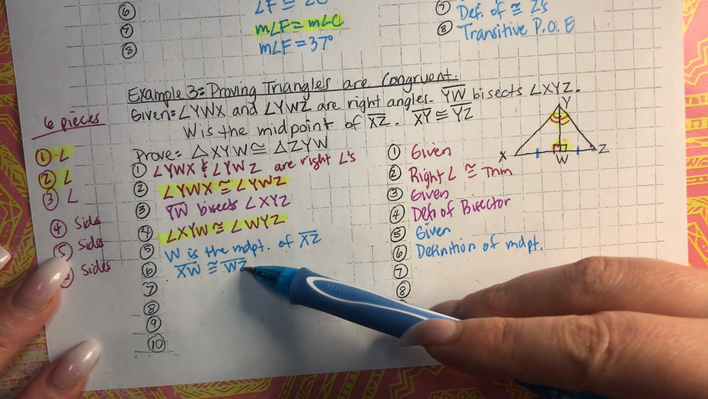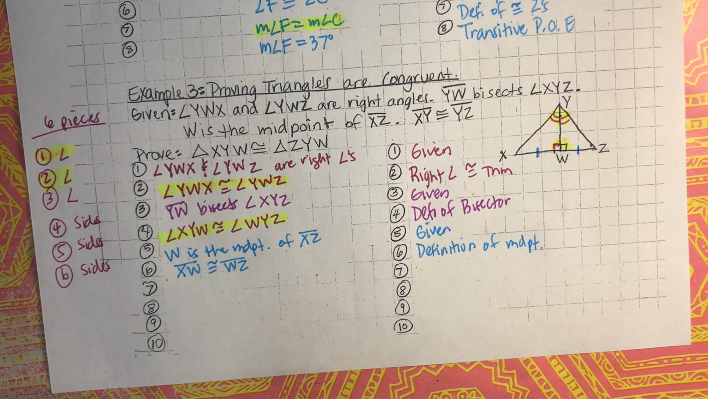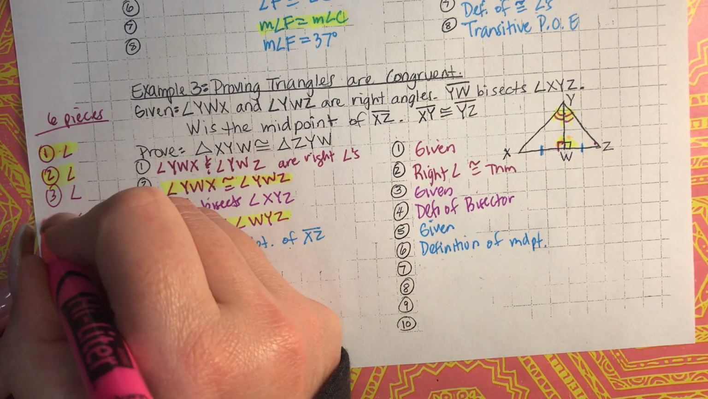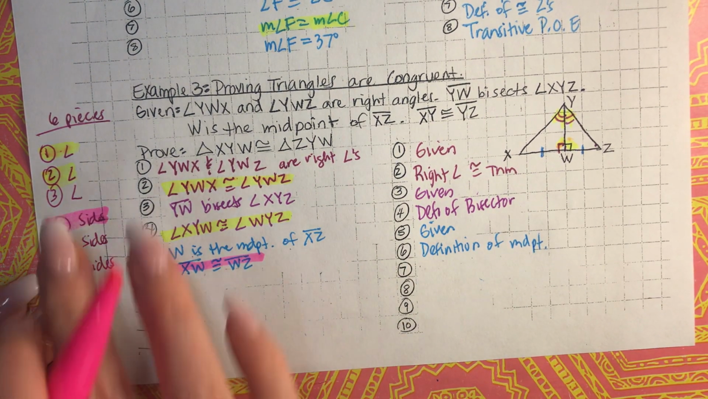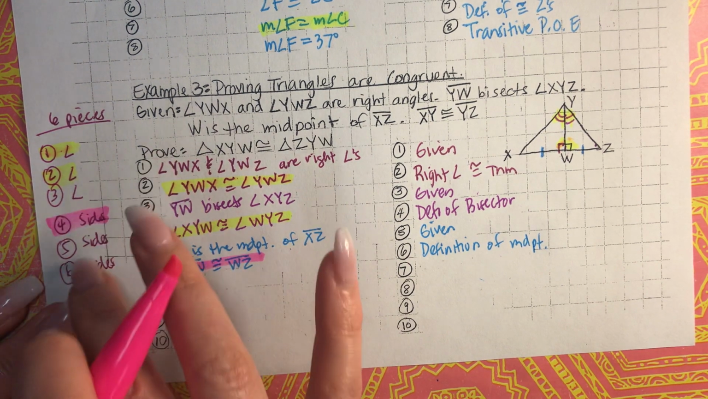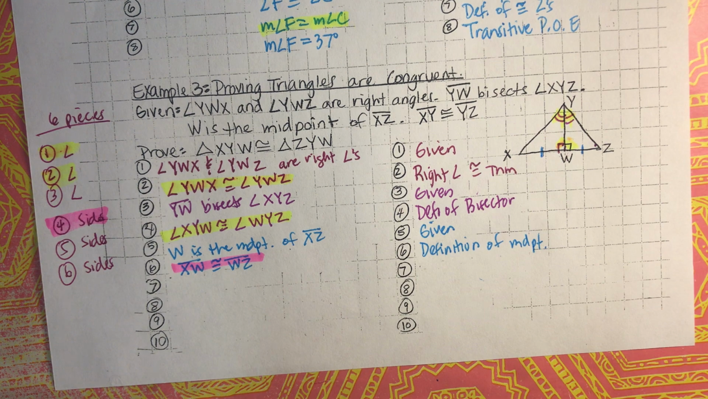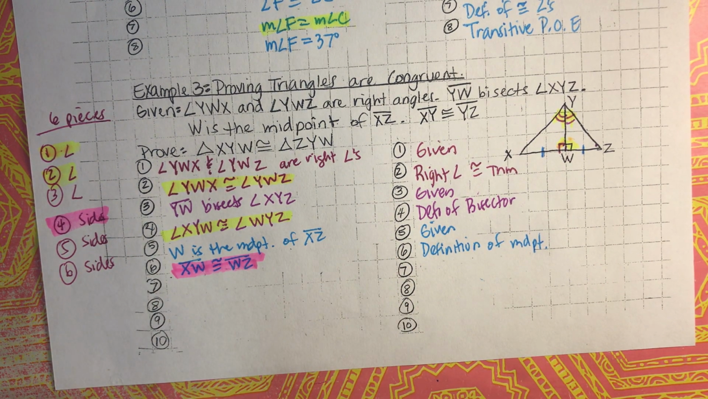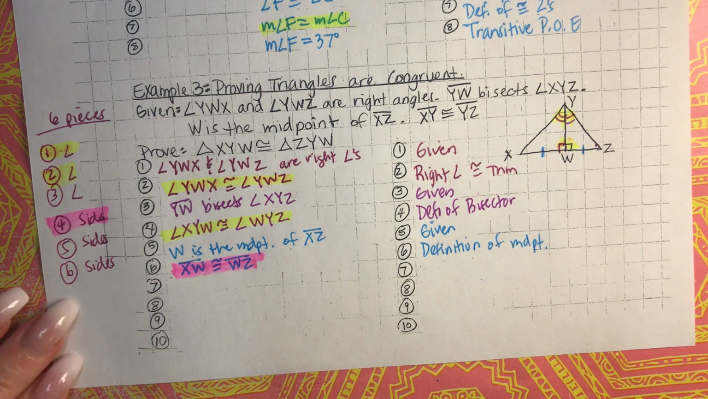Perfect. Okay, so we have that piece. This gives us a side. I'm going to use pink. So now we have one side. We need 6 pieces. We have 2 corresponding angles that are congruent and one side. We need 3 more pieces to show that these 2 triangles are congruent. Okay, so let's keep going.